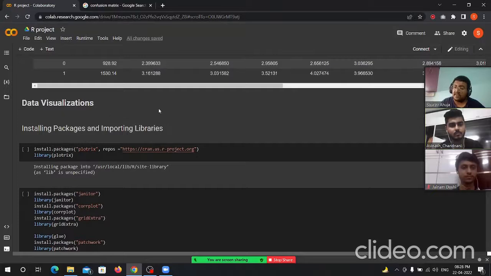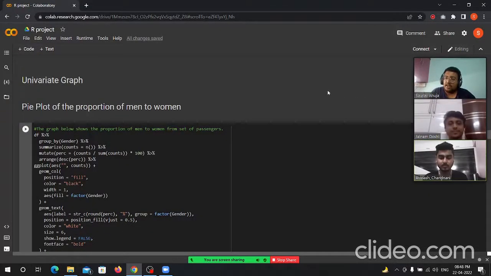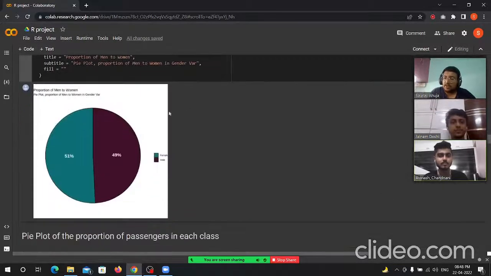Now we are going to perform data visualization, and to perform it, we are going to install multiple packages for it. So now we are going to begin with a univariate graph. In this, we are first of all going to see a pie plot. The graph below shows the proportion of men to women from a set of passengers. The insight we get from this graph is that there are more female passengers compared to men.